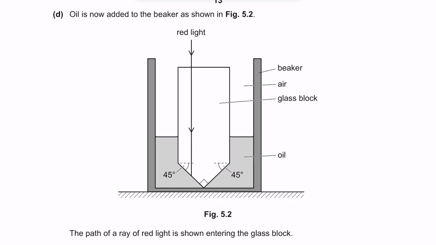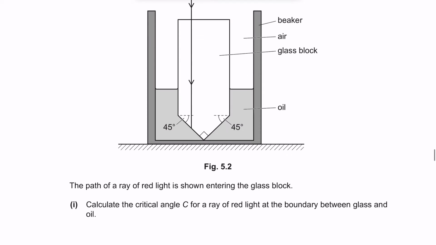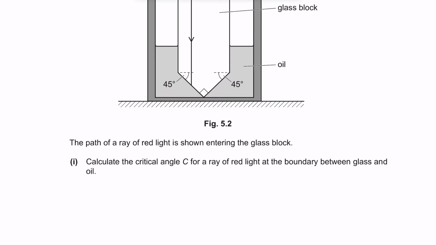Calculate the critical angle C for a ray of red light at the boundary between the glass and the oil. So now, all we have to be aware of is that n1 sine i is equal to n2 sine r, right? That's the law of refraction. So n1 is simply that of the glass.